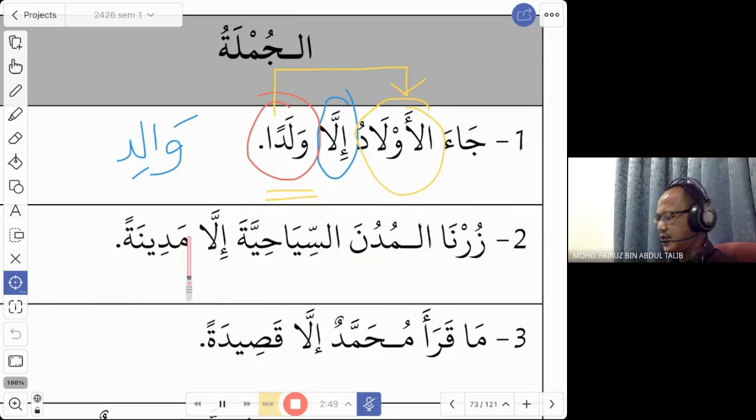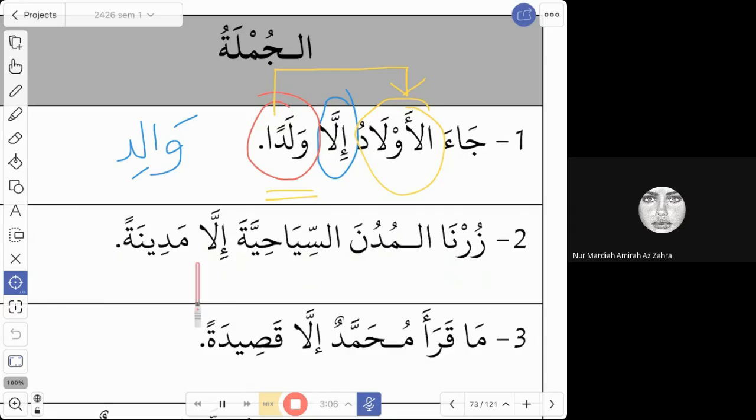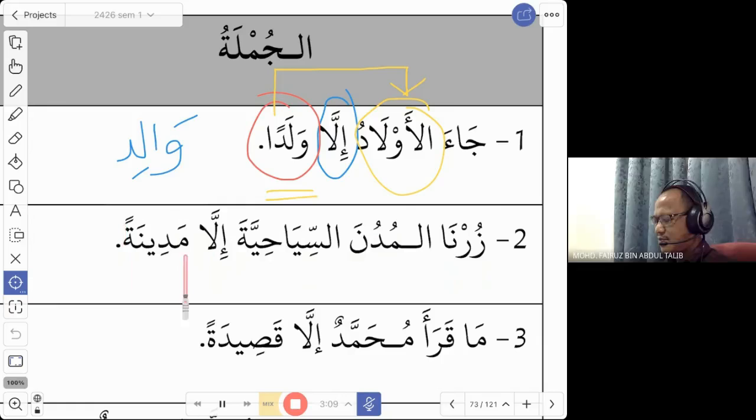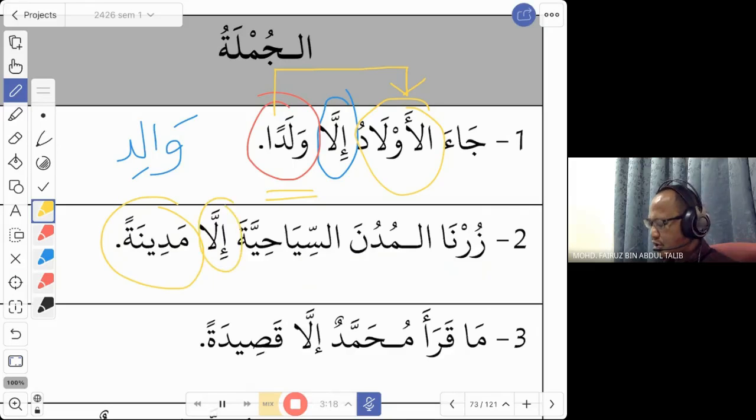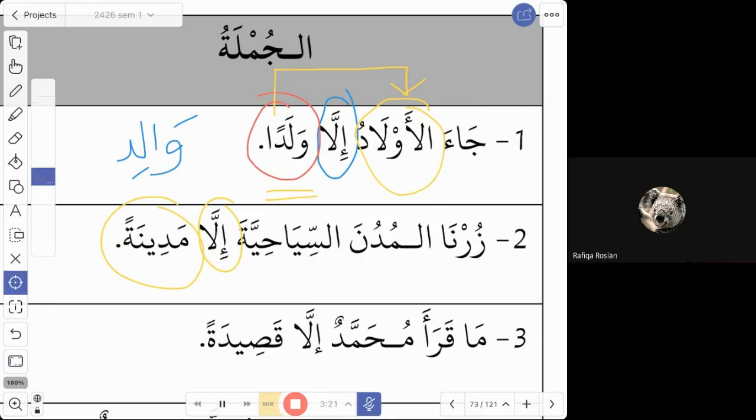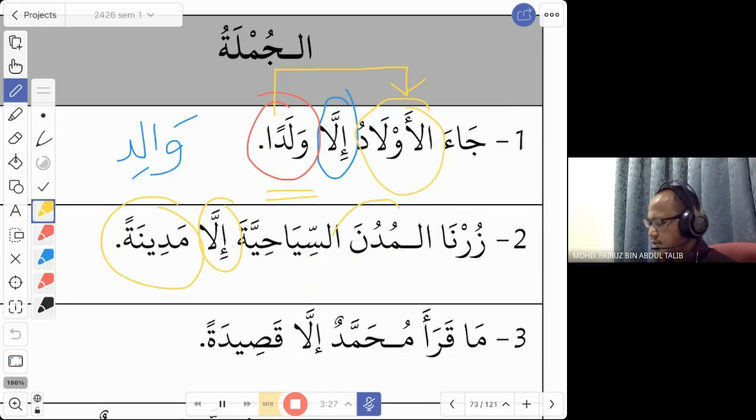Zurna al-muduna siyahiyah. Okay, so this is also the first hukum, because you have illa. Which one is mustasna? Of course, it is always after the word illa. Madinah is the mustasna. And do you have mustasna minhu? Mudun. Is it mudun or is it siyahiyah? Mudun. Yes, correct. So the mustasna minhu here is the word mudun and not siyahiyah.